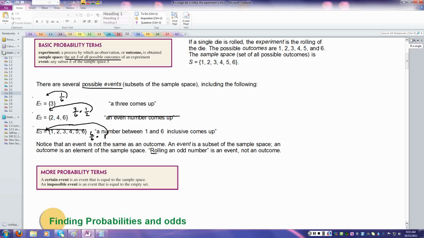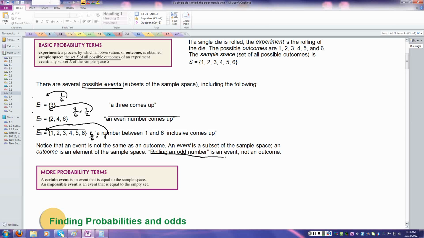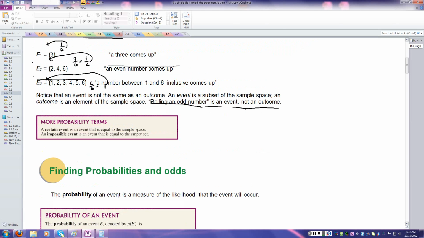So notice rolling an odd number is an event, not an outcome. The outcome would be rolling a 2, which would be an element of this event. Now, this is just getting some of the terminology, and don't get too caught up on it. So some terms: a certain event is an event that equals the sample space. So you can see here this E3 is a certain event because it's the exact same size as the sample space. An impossible event is an event that equals the empty set.